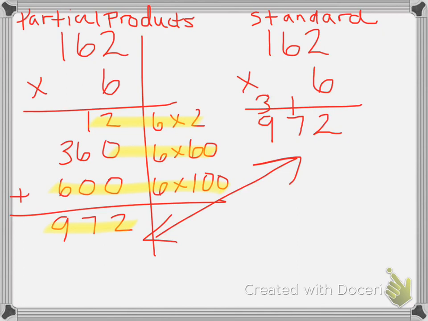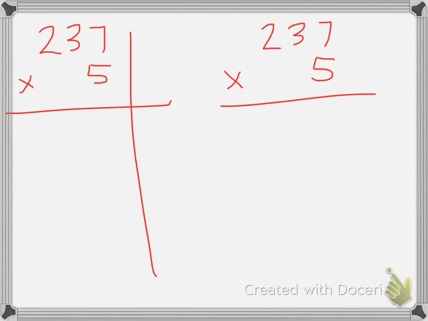So you can see that down here, the 2 had nothing to add to it. The 6 and the 1 is how we got the 7 in the tens place, and then the 300 plus the 600 is how we got the 9 in the hundreds place. Okay, let's try another one. Again, I'm going to show you both, record both, and then we'll start practicing just the standard algorithm.